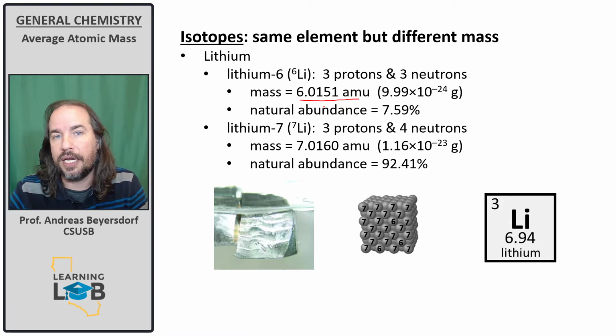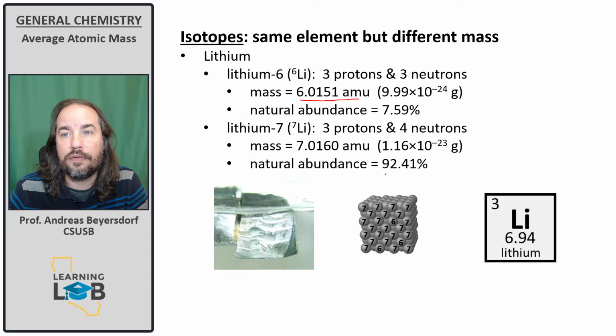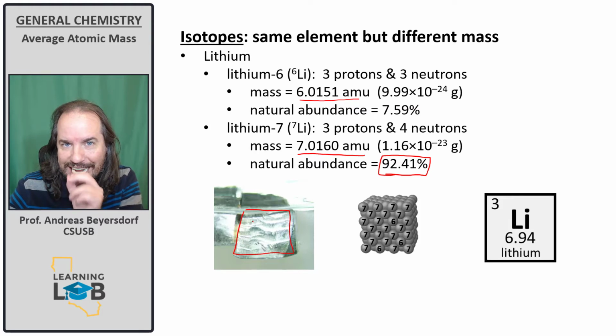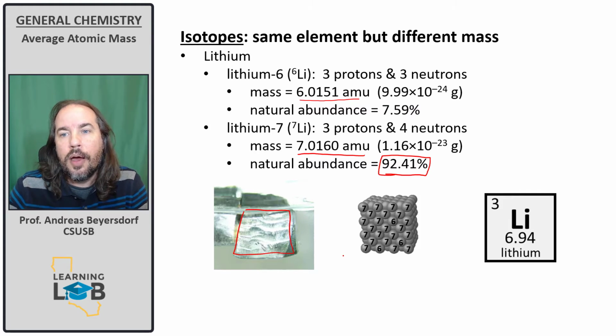Now, the natural abundance, that's if you go into nature and you found all the lithium in the world, 7.59% of that would be lithium-6. The rest of it, 92.41%, would be lithium-7, which has a slightly higher mass. What this means is, if I take a chunk of lithium and I could look at each individual atom, the majority would be lithium-7, and there'd be a small part that would be lithium-6.